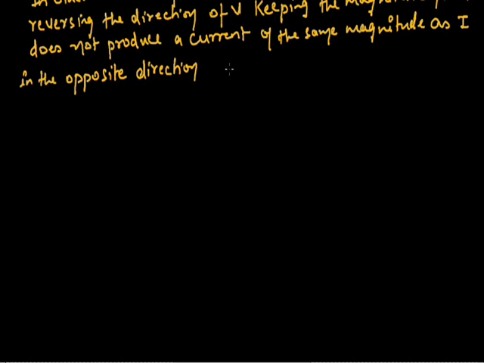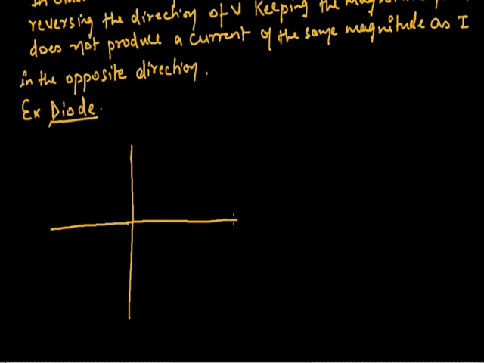This happens, for example, if we take a diode. If we see the characteristics of a diode, we see that it is not linear, and in the reversing direction it will not be the same.